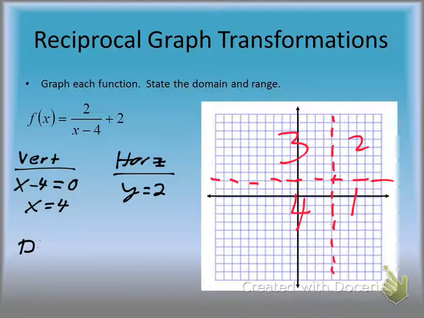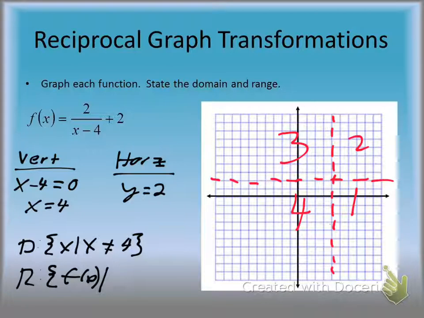So you do the domain as all x's for which x does not equal 4, and your range is f of x's for which f of x does not equal 2. Okay, judging by these asymptote lines. So now your last step to actually graph it is to basically go on your calculator and plug this in and see where it is in the general shape.